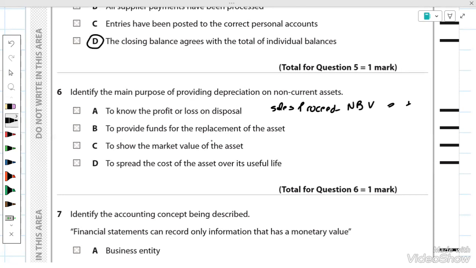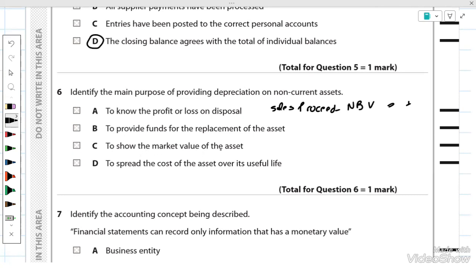To provide the funds for the replacement of the asset. So basically, depreciation is a kind of non-cash expense. We are not receiving anything in terms of depreciation. For example, if our asset has been depreciated till now by $12,000, it doesn't mean that we are receiving something from it. So this is also the wrong option.